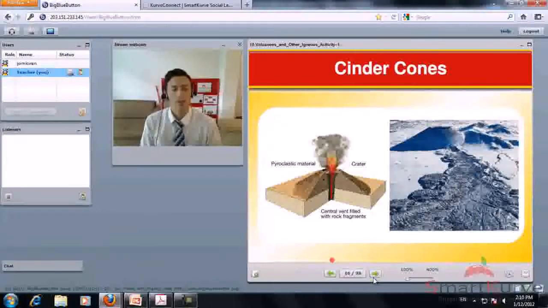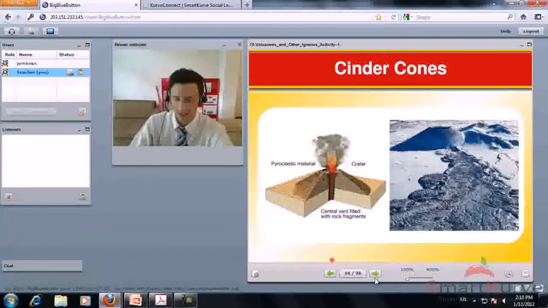So not so much basaltic. Here we're moving into the more andesitic or rhyolitic lava that has more silicate and higher viscosity. Higher viscosity, higher silicate in the cinder cones.